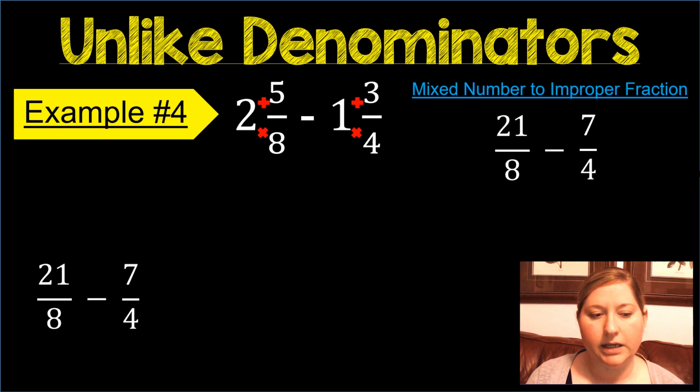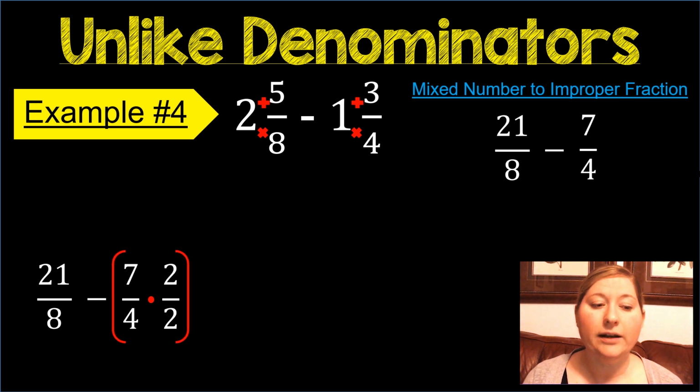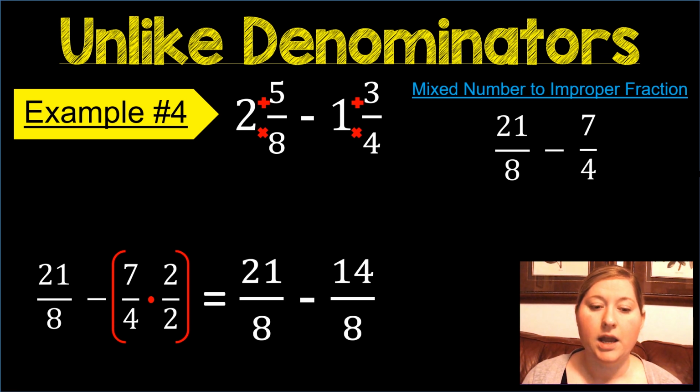Now I'm going to bring it down. I can see that my denominators are 8 and 4. Now if I multiply 4 by 2, I already get a denominator of 8 and I'll have common denominators. So I don't even need to multiply the first fraction. I'm going to keep 21 over 8 the same. Okay, bring over the minus. 7 times 2 is now my numerator, which is 14. 4 times 2 is my denominator, which is 8.